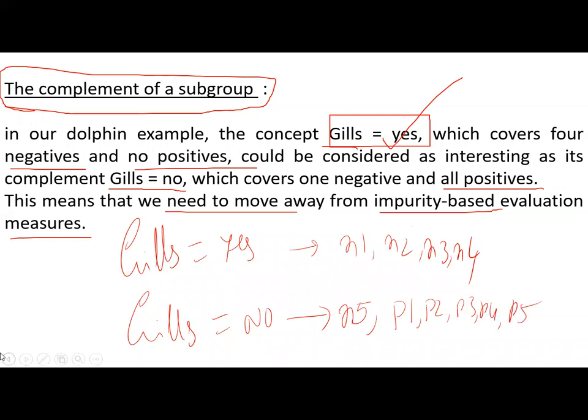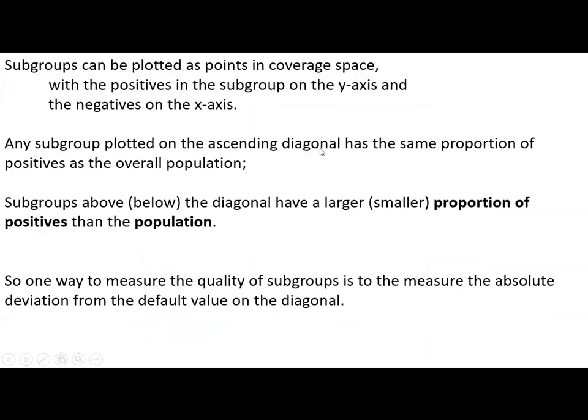Now we have to think. Previously we talked about impurity based evaluation measures, so we have to move away from this and think in a better manner. That is what we are going to do now. This is the complement of a subgroup. Subgroups can also be plotted as points in a coverage space. This is the y-axis, this is the x-axis. Normally negatives.